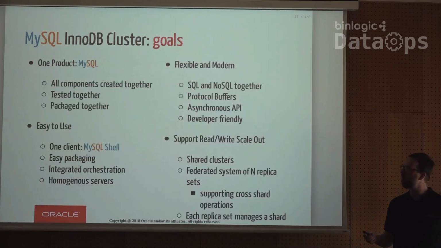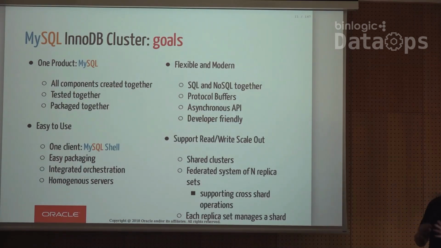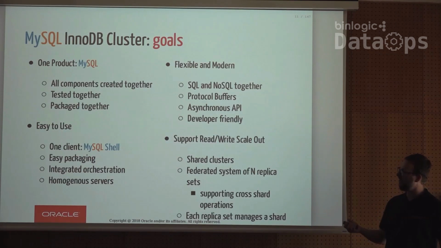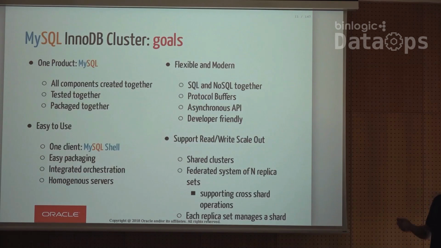So first of all, it's the HA. One product all together, everything is tested together, it's packaged together. One client to orchestrate all that is the MySQL Shell, where you can do everything. I will show you that after. We want to have something flexible and modern. For people who were here yesterday, we have SQL and NoSQL. If you were not, now MySQL can also do NoSQL. We are using protocol buffers, an asynchronous API, and we want to make it very developer-friendly with all our connectors. If you use the latest ones, all that is included.